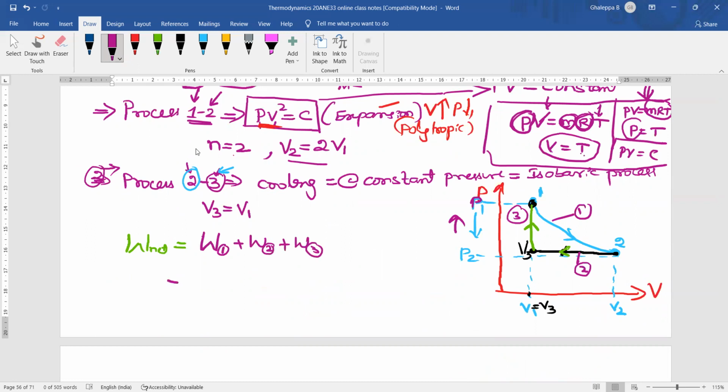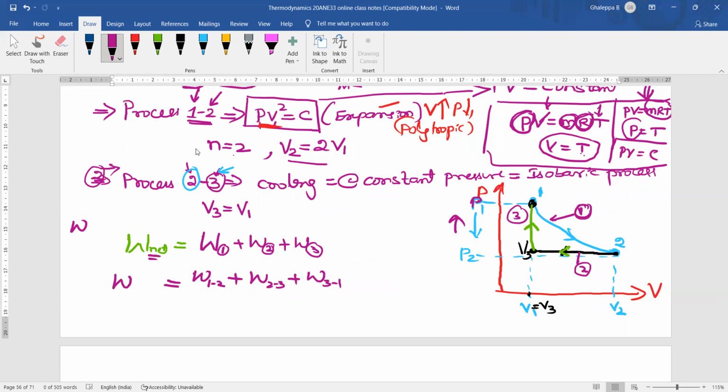Could anybody tell me how to write W for the first process? Shall I write 1 to 2 or 2 to 1? 1 to 2. Yes. Why 1 to 2? Because it always starts from the initial point to the final point. 1 to 2, plus the next, second process 2 to 3, plus the third process 3 to 1. So what will be the net work done?